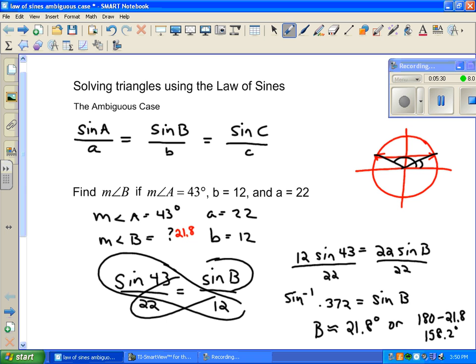That makes sense. If angle B was 158.2, not only could I not make a triangle because 43 and 158 is over 180, but it doesn't make sense that side B would be smaller than side A. So in this case, 21.8 is the only possible angle that'll work here. This is not an ambiguous case. It does not have a two-case scenario. All right, let's look at the next example.